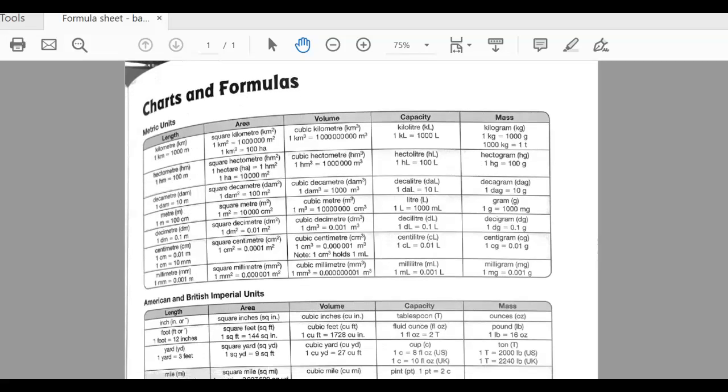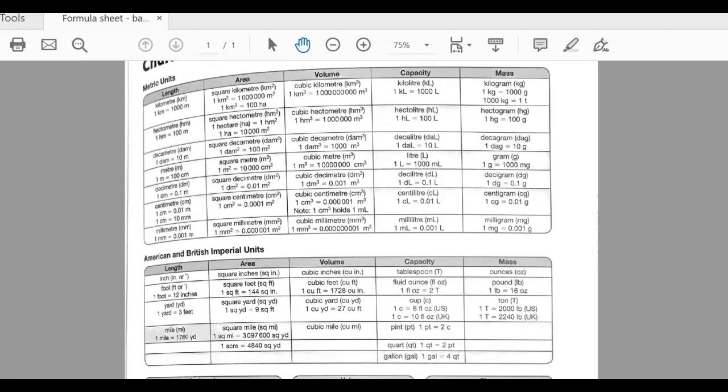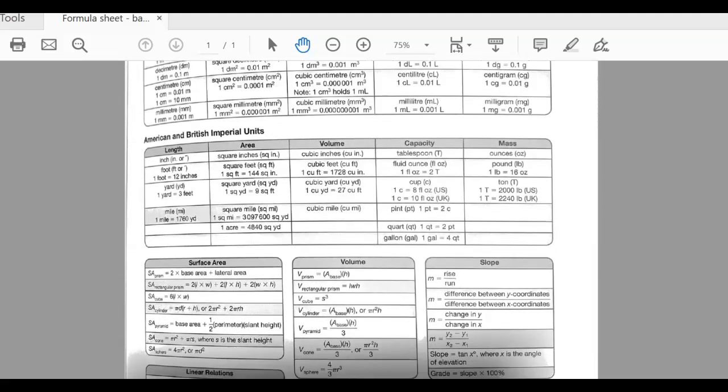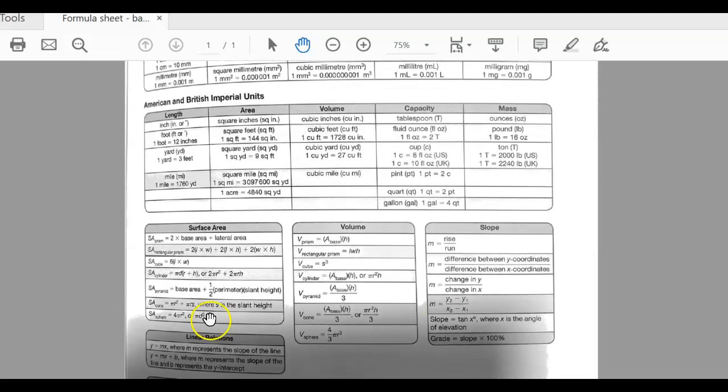So charts and formulas, there's some conversions for metric, imperial, and then take a look here. There's surface area for a prism, so 2 times the base area plus the lateral area. However you calculate that depends on what the base is, right? How many sides you'll have in the lateral area. But then they're specific here for a rectangular prism, right?